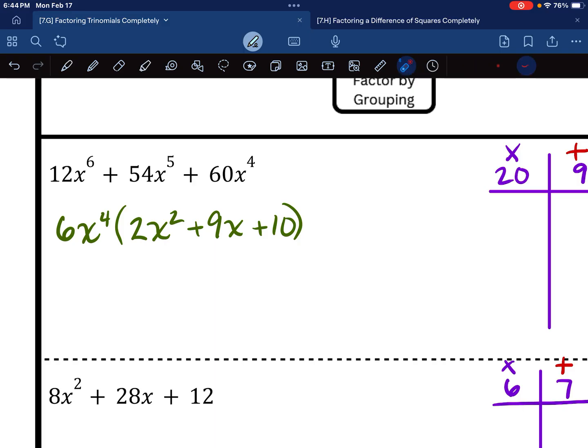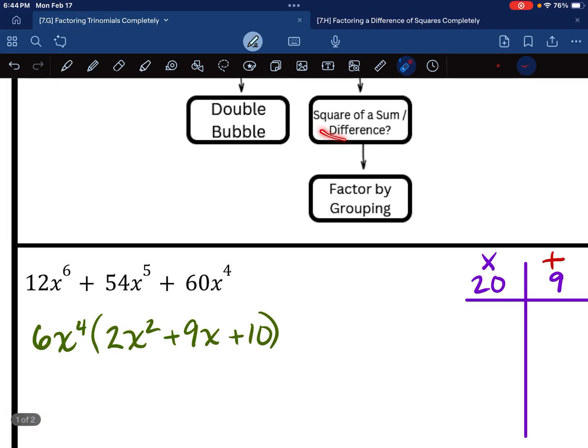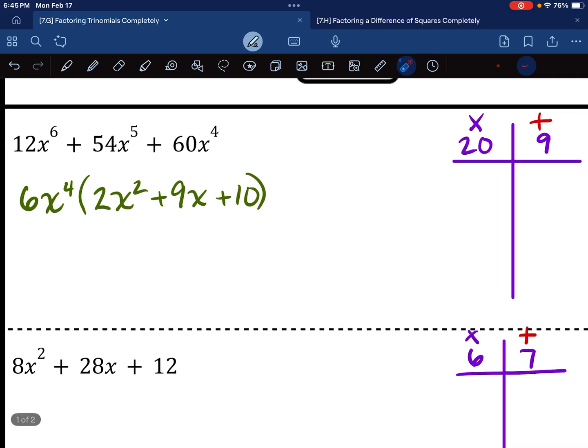Okay, so I can't use double bubble because my a is not 1. I have to use this one. So I'm checking to see if it's a sum of squares or a difference. The way that you check is you look to see first if these are perfect squares. They're not, so we're going to factor by grouping. That's the reverse box.